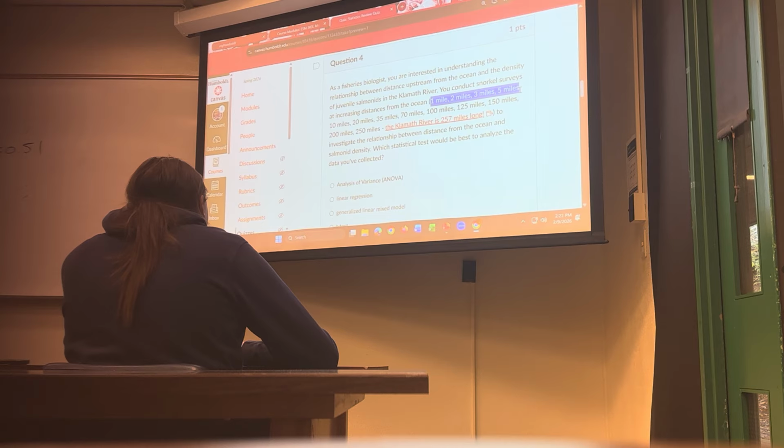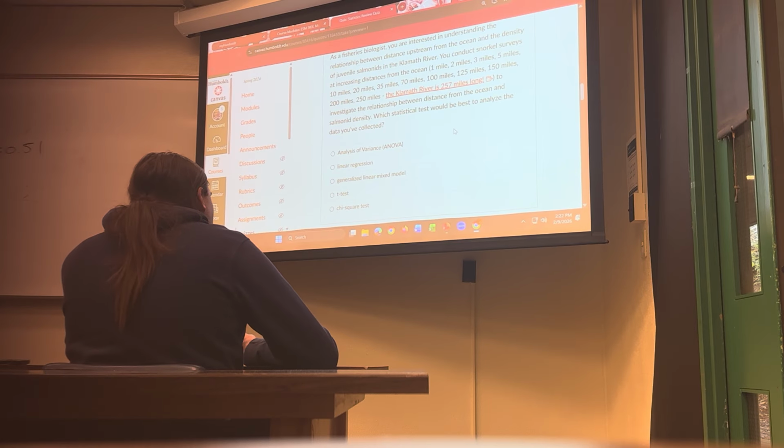Here's what matters. 1 mile, 2 miles, 3 miles, 5 miles, 10 miles, boom, boom, boom. You're going and surveying at all these different distances to investigate the relationship between distance from the ocean and salmonid density. All right?